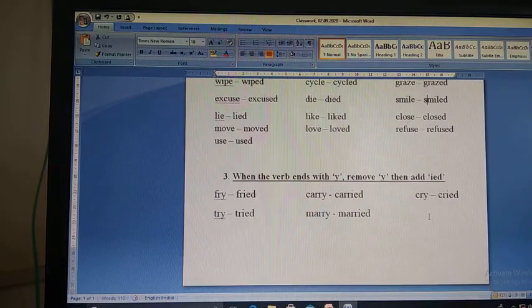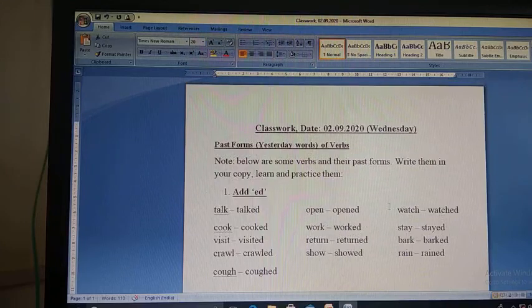Number 3, when the verb ends with y, remove y, then add ied. Fry, fried, try, tried, carry, carried, marry, married, cry, cried. This portion I will be giving you in the Google Classroom, and note below are some verbs and their past forms. Write them in your copy, learn and practice them. I may put this one in the exam also.